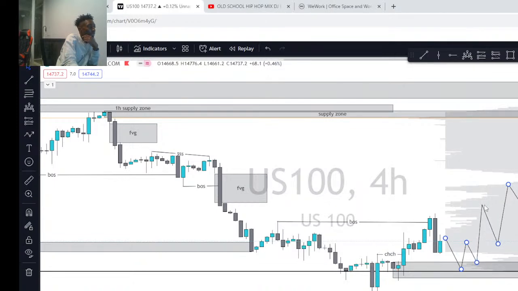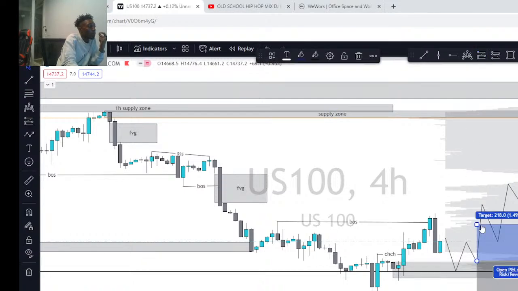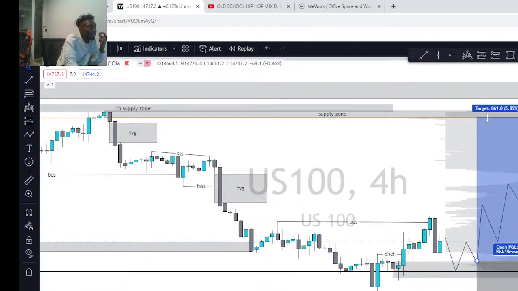Where is the demand zone? Where are we looking for that demand zone? 14,600. That's where we start buying Nasdaq. When Nasdaq gets to 14,600, we start scaling buys. We target an untested supply zone, just like that.